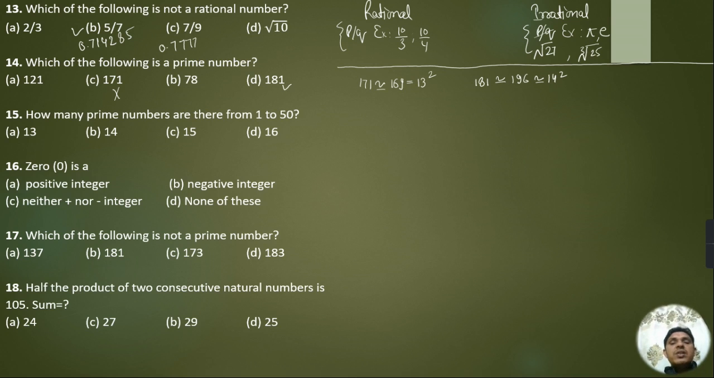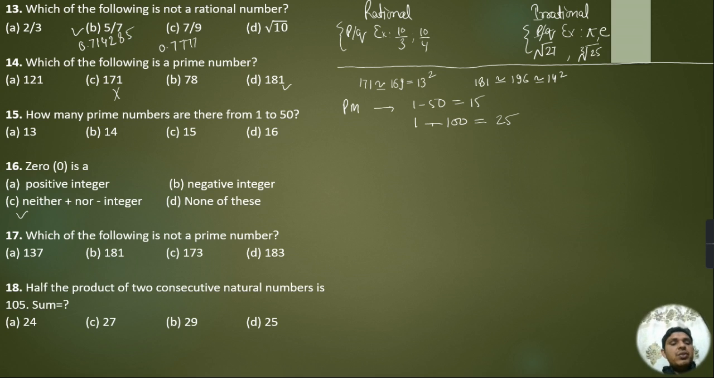The next thing we have is question number 15: how many prime numbers are there from 1 to 50? So students, we should know that the number of prime numbers from 1 to 50 is 15, right? And if we check for 1 to 100, the number of prime numbers is 25, right? There is no particular formula for finding the number of prime numbers within a particular range, right? Question number 16, the next question we have: 0 is, the answer will be, neither a positive nor a negative integer.